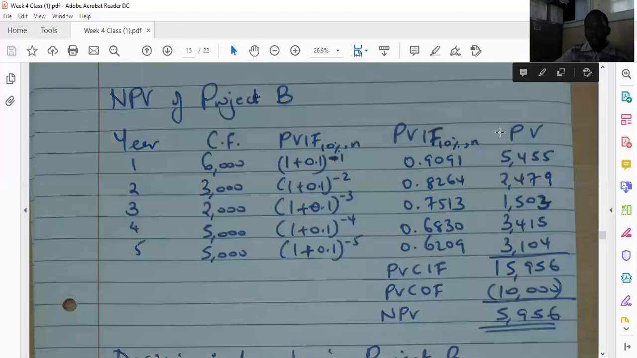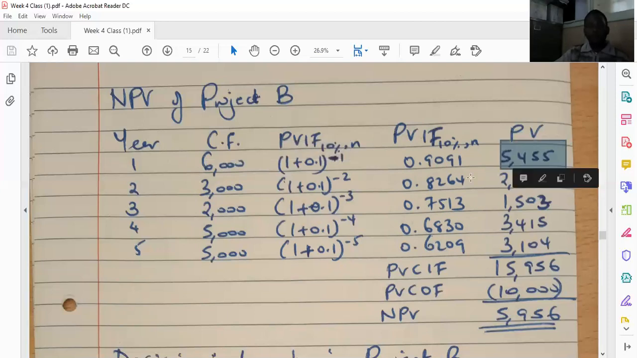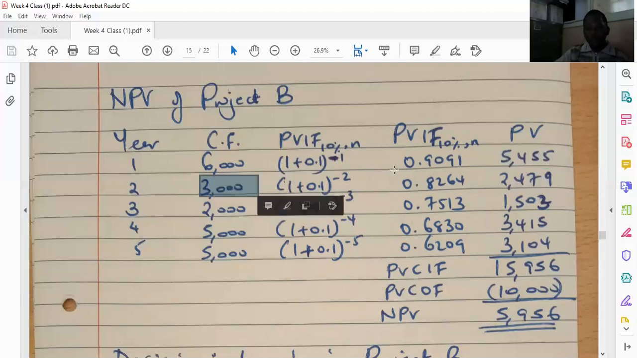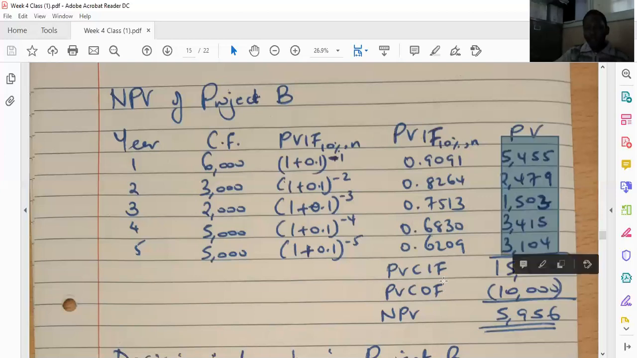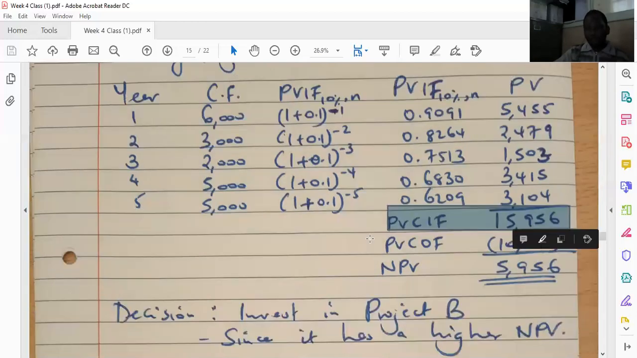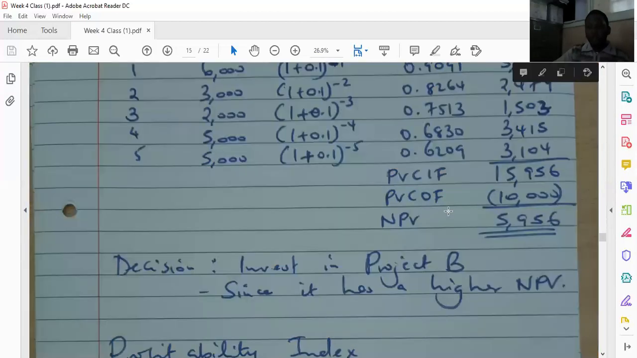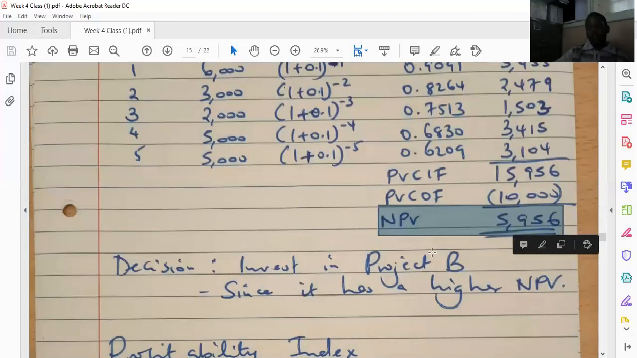Then to get the present values, we multiply each cash flow by its present value interest factor. So for year 1, it's 6,000 times 0.901, which is 54.55. For year 2 is 3,000 times 0.8264, which gives us 24.79. So we do the same for year 3, year 4, and year 5, and then we add these present values. They'll give us the present value of cash inflows being equal to 15,956. Then we deduct the present value of cash outflow, which in our case is only 10,000 shillings, and we get our NPV being 59.56.